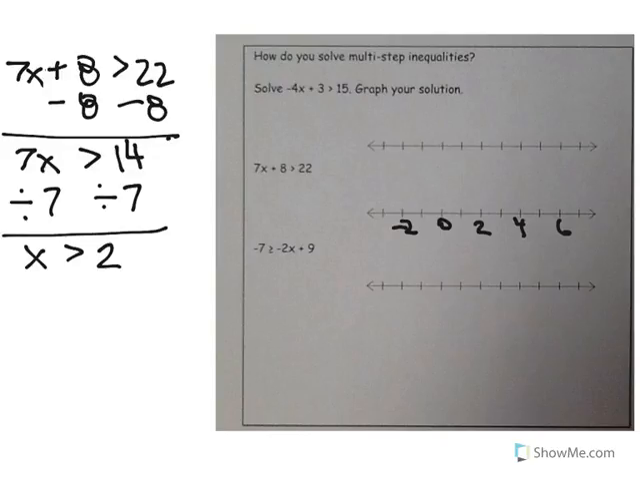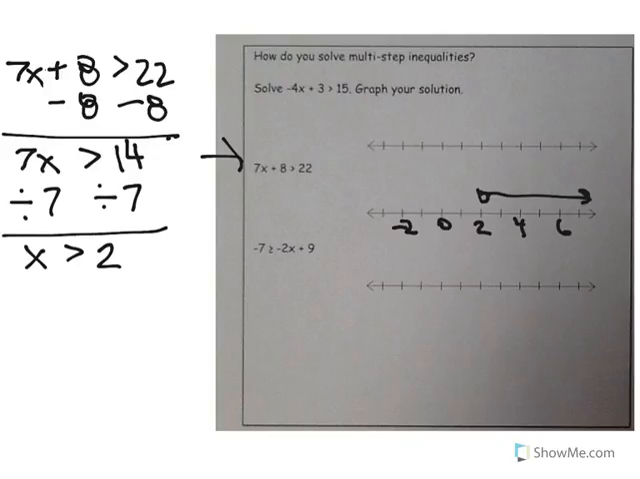Okay, so here I went ahead and solved the second one. 7x plus 8 is greater than 22. Notice I don't have to flip the inequality symbol because it's 7x, not negative 7x. If it was negative 7x, I'd have to flip it, but it's not. So what I did was subtract 8 from both sides, and then divide both sides by 7. So it's going to be a non-filled in circle, and it's greater than 2, so I'm going to point it that way.